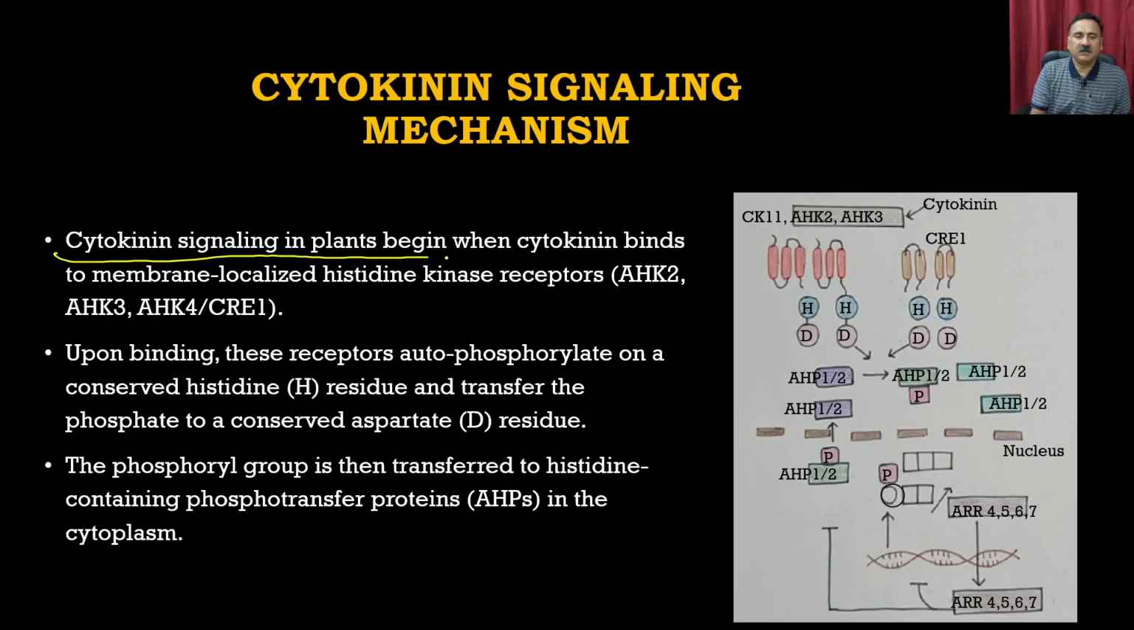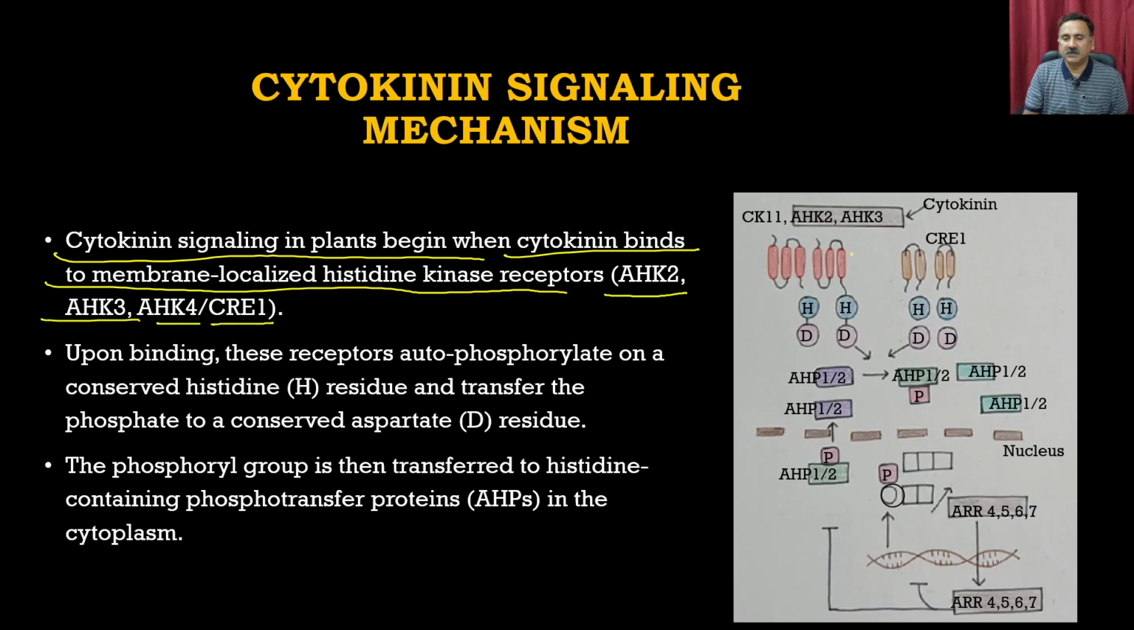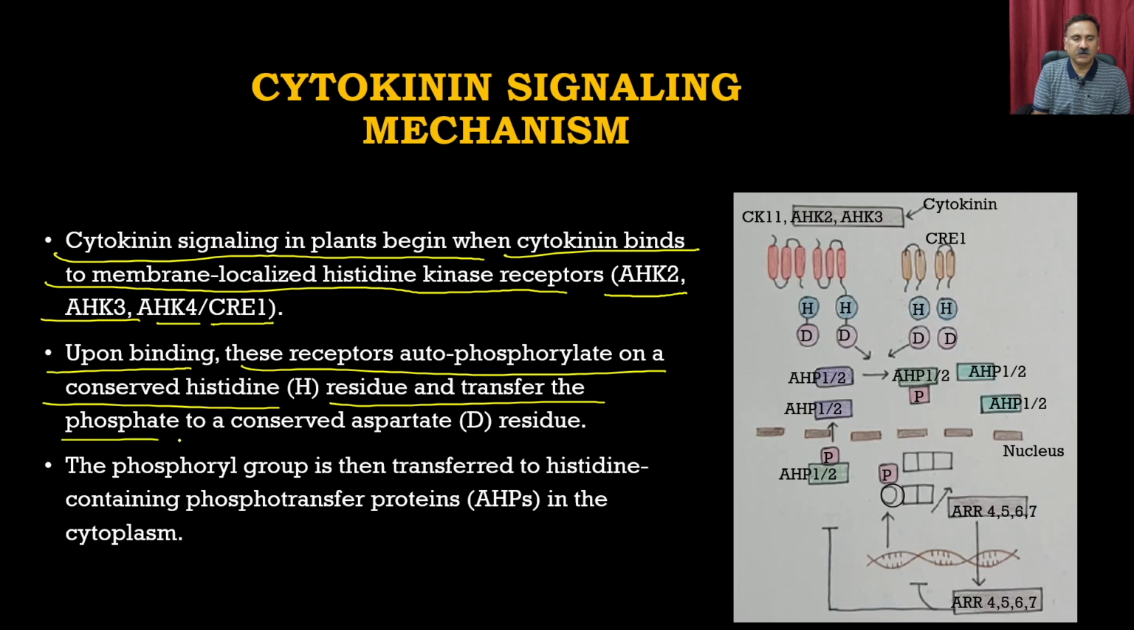Cytokinin signaling in plants begins when the cytokinin binds to the membrane-localized histidine kinase receptors AHK2, AHK3, AHK4, and CRE1. So these are the receptors for the cytokinins, which are called AHK2 and AHK3, and these are transmembrane receptors. Upon binding, these receptors autophosphorylate on a conserved histidine residue and transfer the phosphate to a conserved aspartate residue.